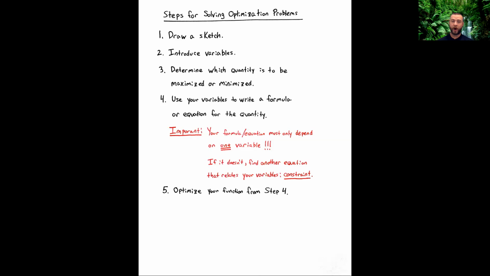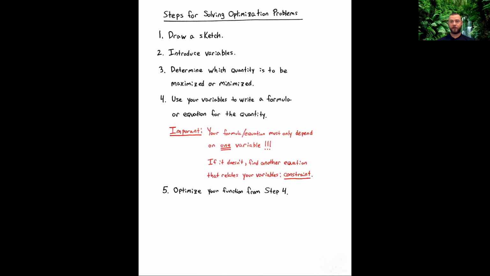Once you've determined what quantity you're maximizing or minimizing, or what quantity you're optimizing, in step 4 you're going to want to use your variables to find a formula or equation for the quantity that's being optimized. If you're asked to maximize area, you would want to find a formula or equation that says something about area. If you're asked to find or optimize volume for some object, your equation or formula should involve the volume. Most problems state that in the question.